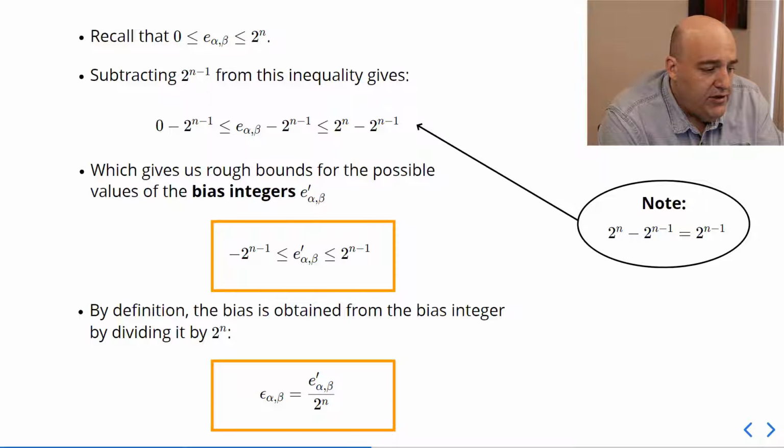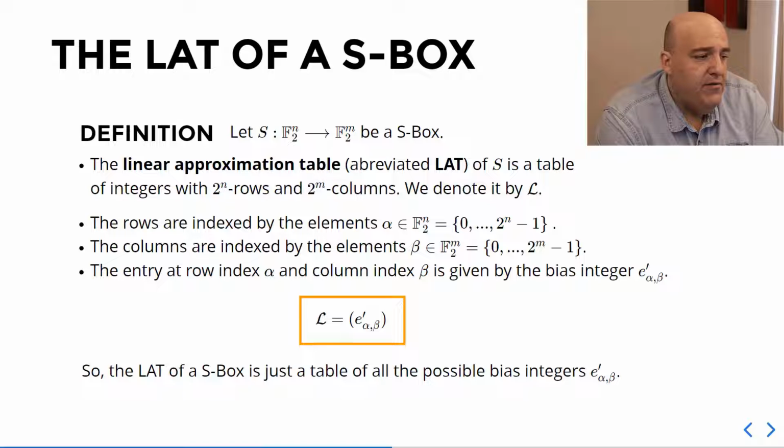Now, by definition, how do we get the bias from the bias integer? Well, just put it over 2^n, right? So if you know the bias integer, E prime, to get the corresponding bias epsilon, just put it over 2^n. Now we're finally ready to define the LAT of an S-box.